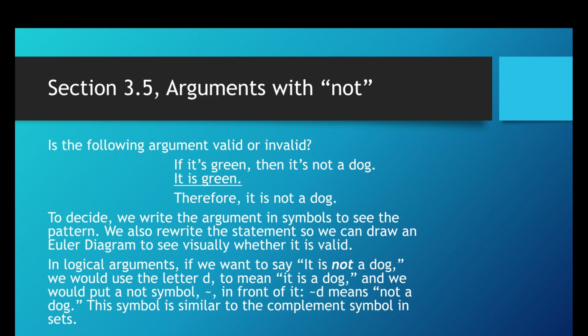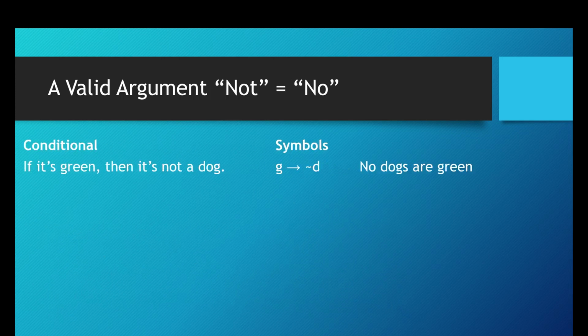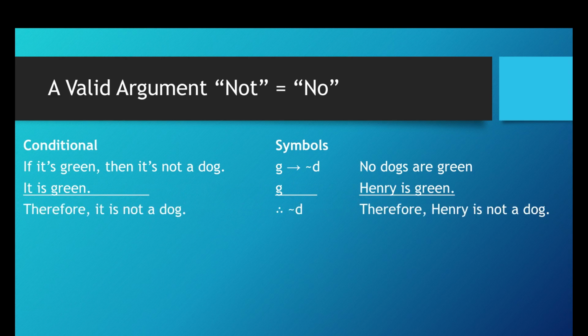And here goes. It would look like this. Here's the symbols. If it's green, then it's not a dog, looks like G, arrow, not D. It is green, that's G, and the conclusion is therefore not D. I've also rewritten it here as how you would write it if you wanted to make the Euler diagram. You would put a name back into it. So it just says dog, you would name the dog. And see if you can draw a picture for no dogs are green.